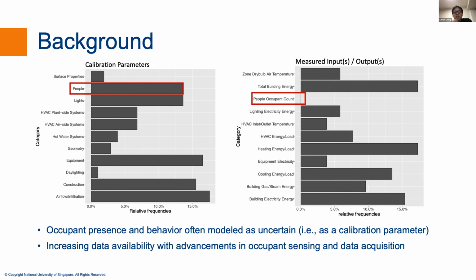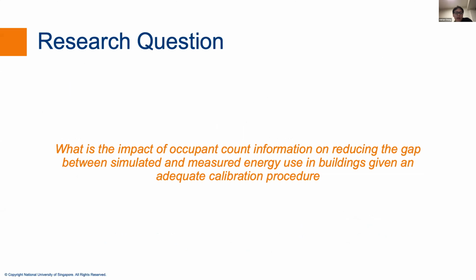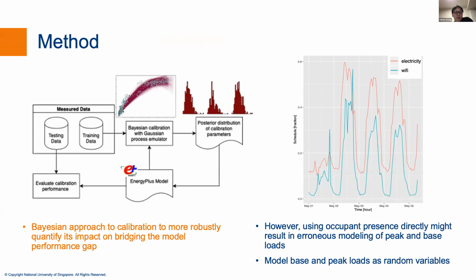We start to think, with increasing data availability, as well as advancement in occupant sensing and data acquisition, this could potentially become a measured input or output. Therefore, the question that we want to answer in this research is, what is the impact of occupant count information in reducing this gap, given an adequate calibration procedure? The method that we propose is to use a Bayesian approach so that we can more robustly quantify the impact in bridging this performance gap.